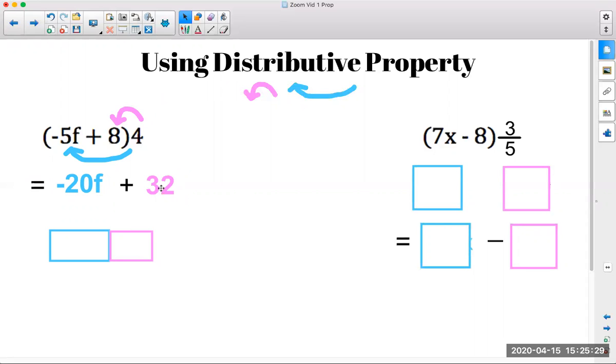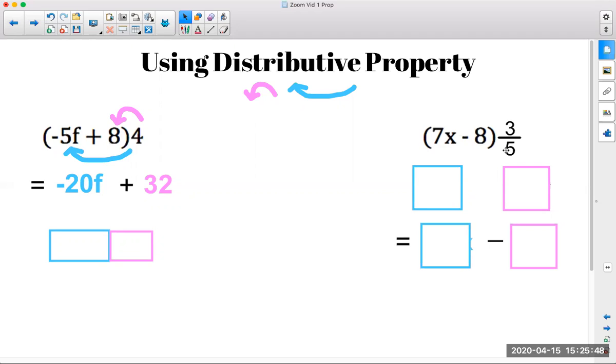Remember, we cannot add the 32 to the negative 20f because 32 is not being multiplied with f. These are unlike terms, so we have to leave it as it is. Now let's take a look at the one on the right-hand side.